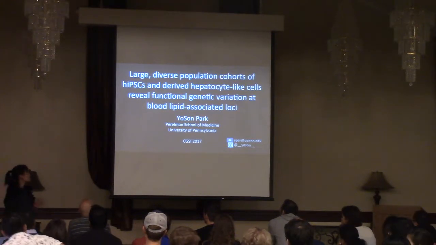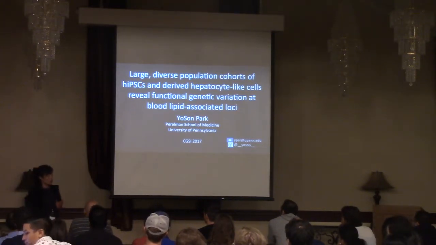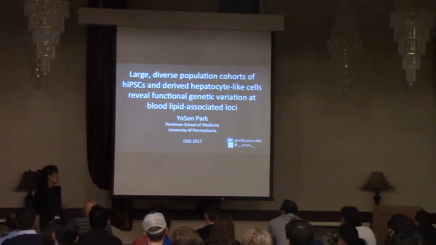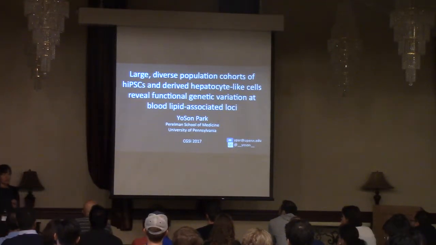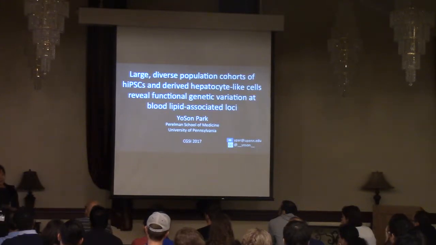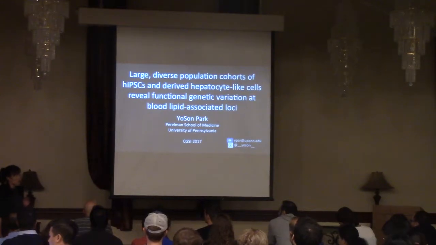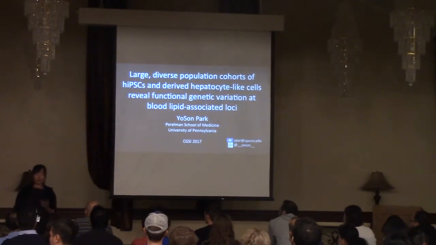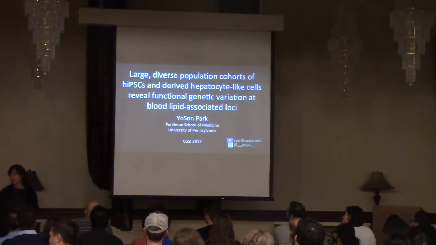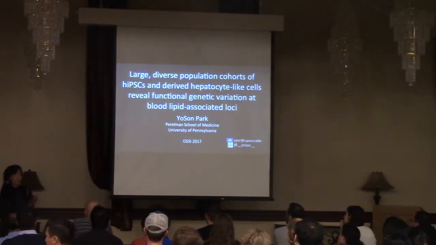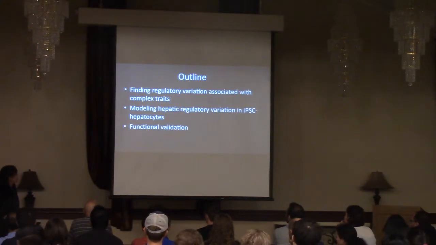Okay? So I'll be telling you about human induced pluripotent stem cells, iPSCs. In particular, the context that we're interested in is differentiated iPSCs that are more like liver cells, hepatocytes in particular. This is because we are very interested in cardiovascular diseases, which is one of the leading causes of death, not only in the United States, but also in the world. My name is JoSon, by the way, if you didn't see that.